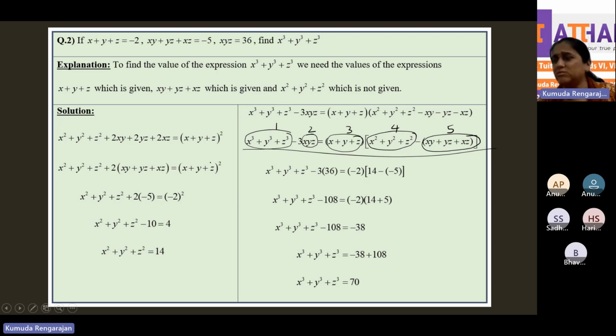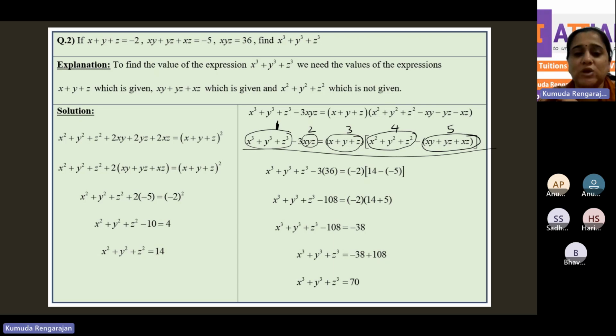Same as last time, we use the same identity. In this identity, we have 5 expressions, and you need to find the value of the first one, x cube plus y cube plus z cube. To find this one, you need to have the values of all the other expressions, 2, 3, 4, and 5. This identity has 5 expressions in all.